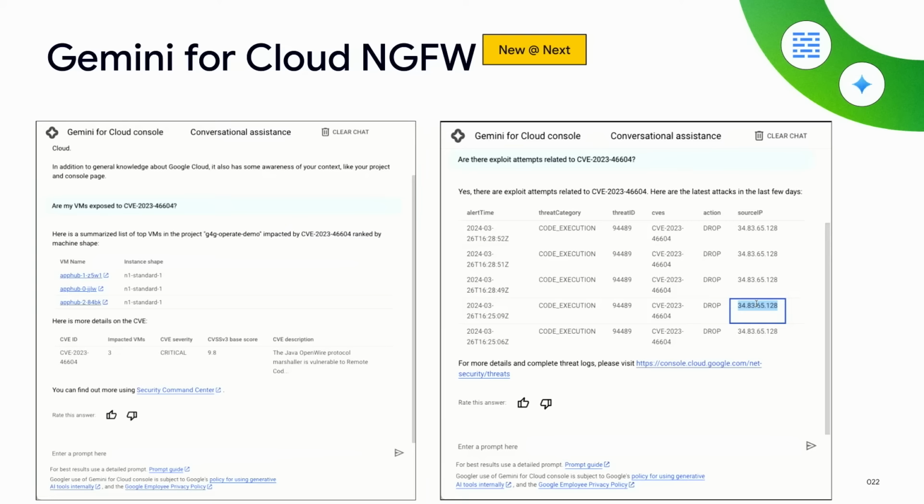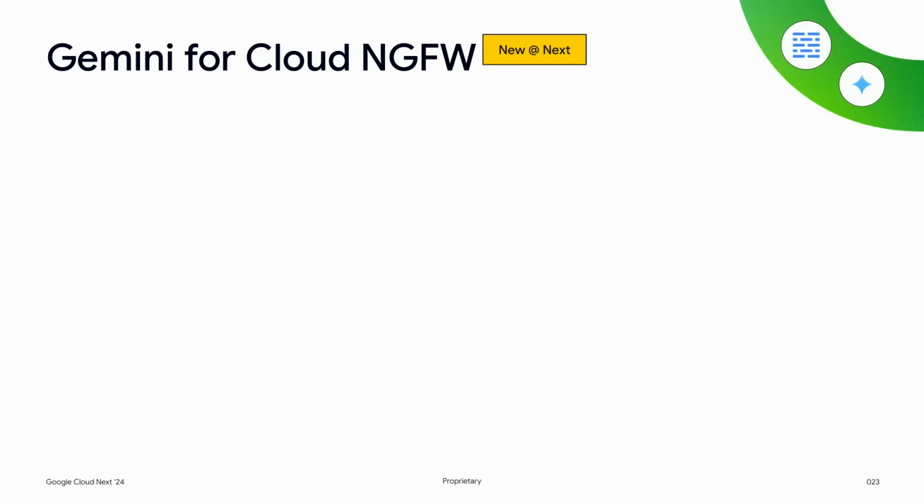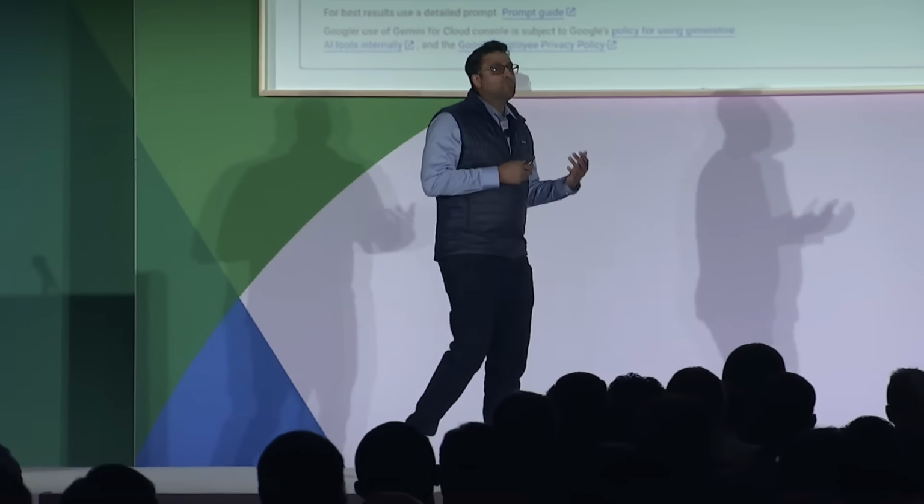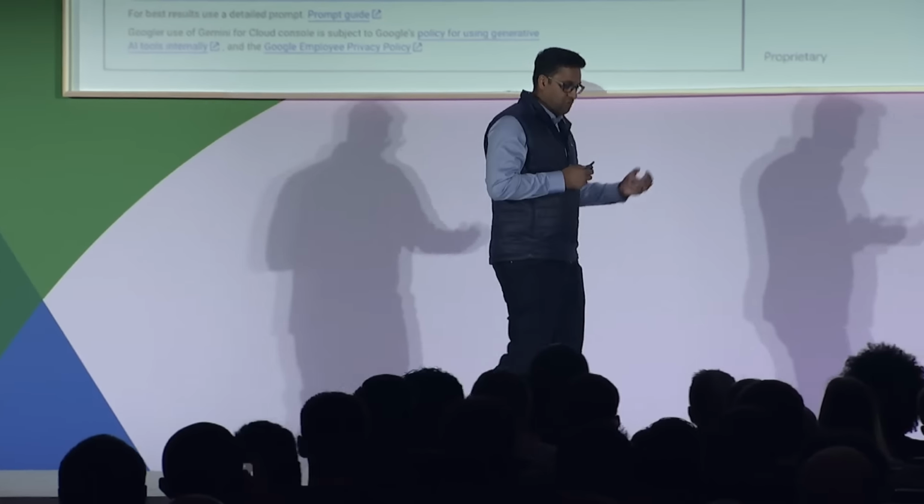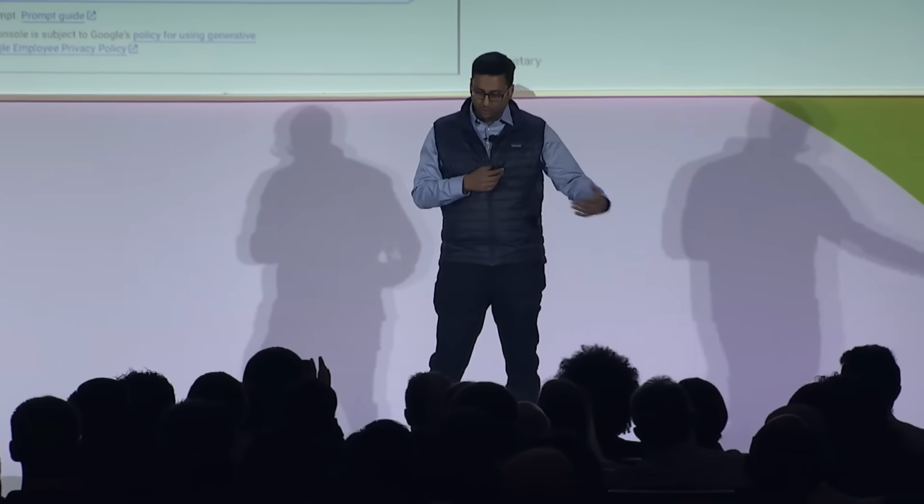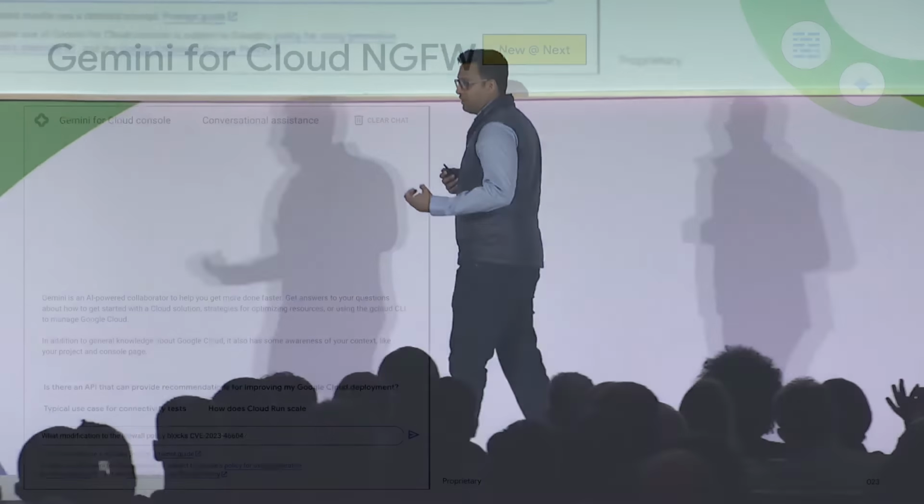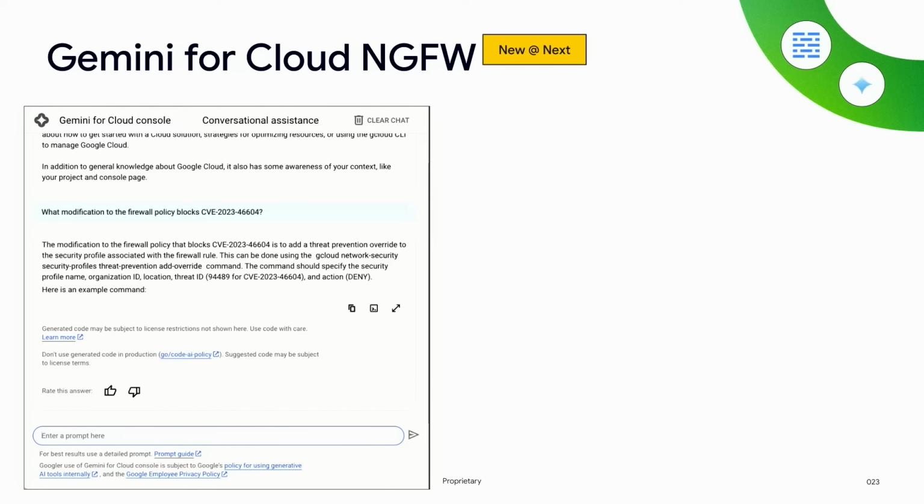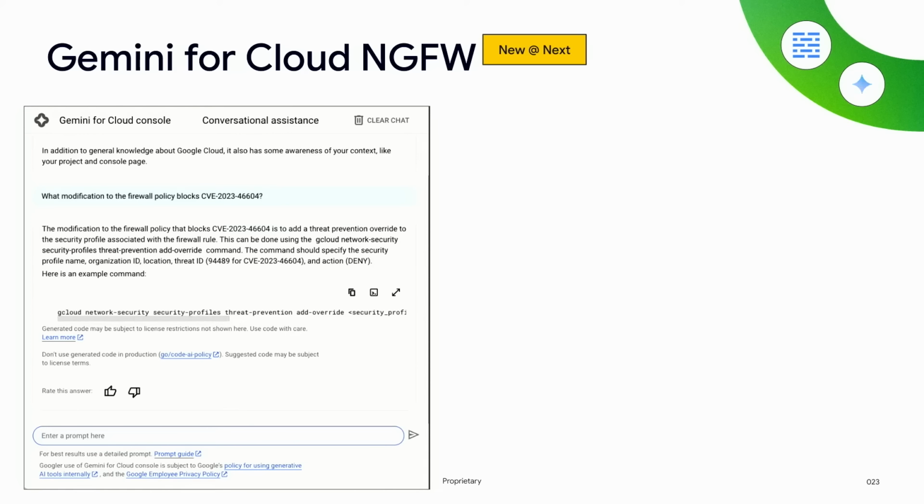You also can use this IP address for further incident response, and I'll come to that. But let's say that you are running the NGFW in a detection mode instead of a prevention mode. So you now want to understand how do you modify your firewall policy to now block this threat, right? So you can go ask Gemini, what is the modification needed to my firewall policy? It will give you the gcloud command that you can take. You can run this in your environment and modify your firewall policy.